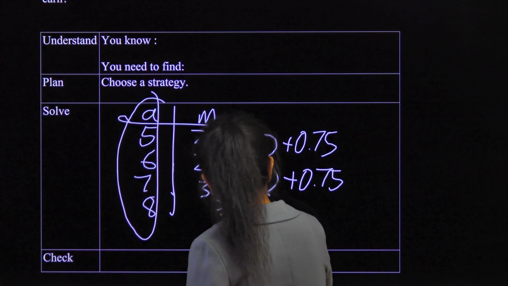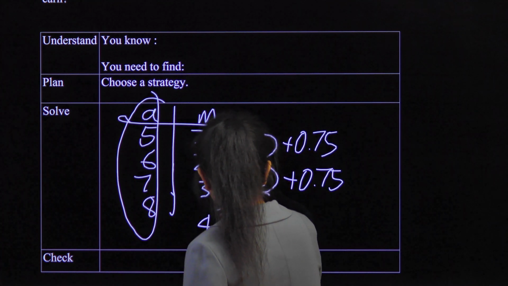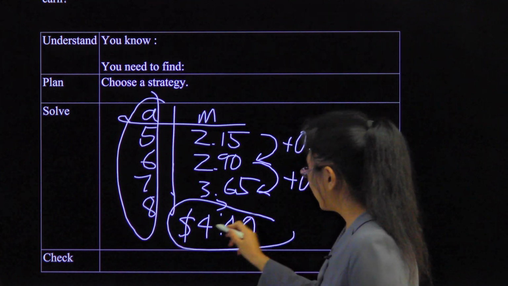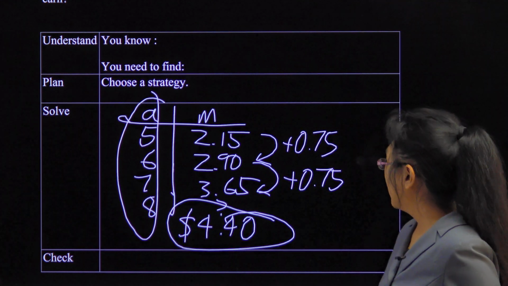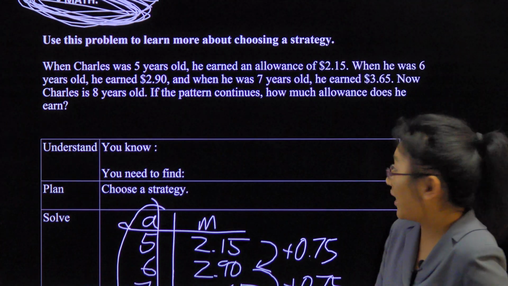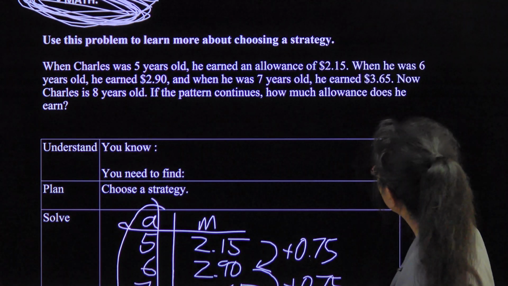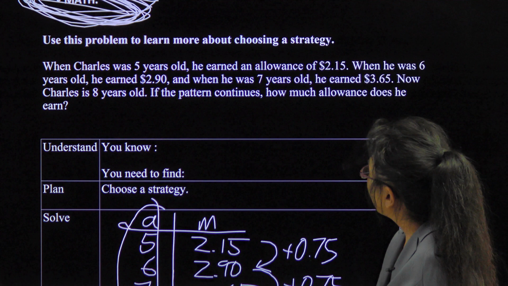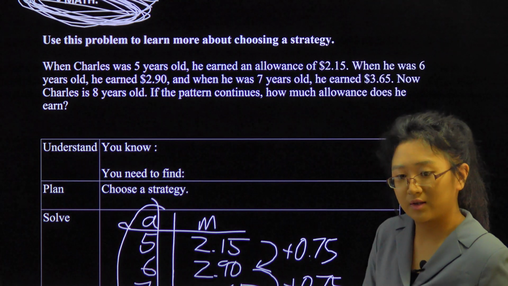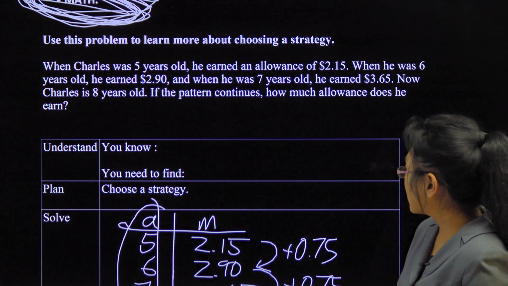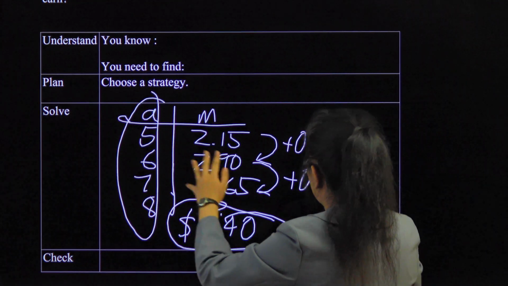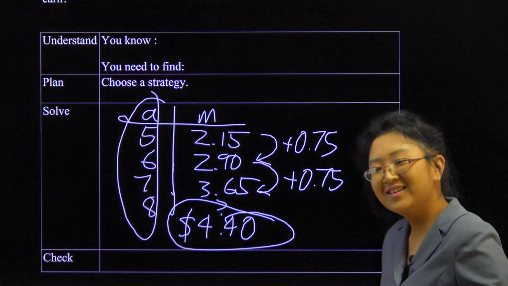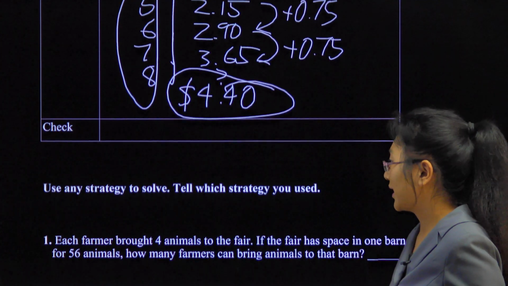That is $4.40. And that is our answer. Check. We look back at the question. Charles, 5 years old, is $2.15. 6 years old, $2.90. 7 years old, $3.65. 8 years old, the pattern continues. How much allowance does he earn? We answered the question. We got our facts straight. We are going to check over our calculations. Yeah, they're correct. Therefore, our answer should be correct.